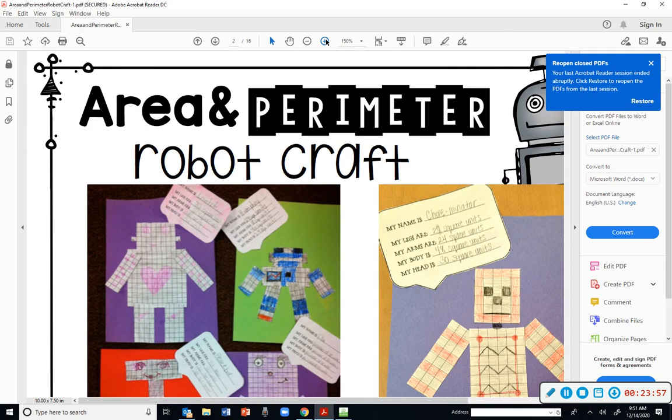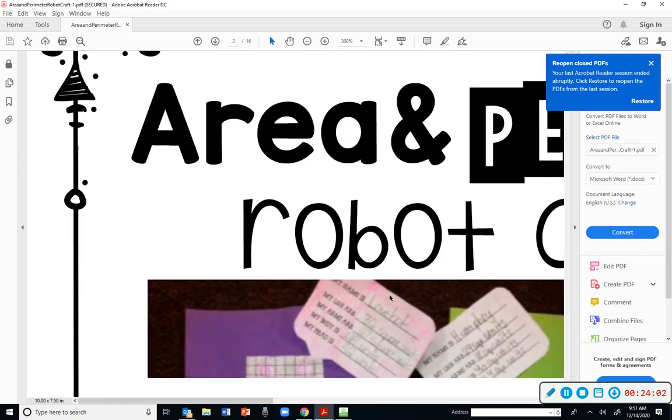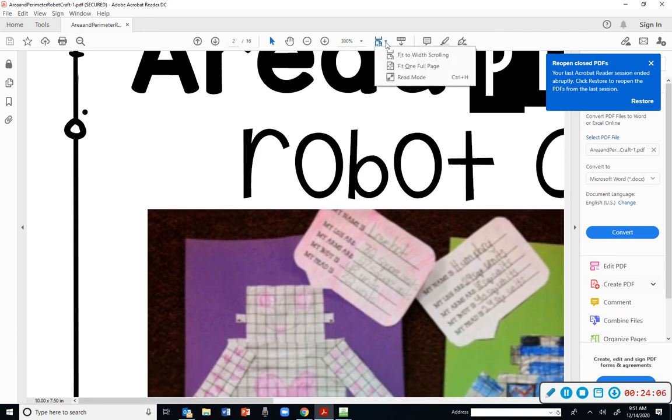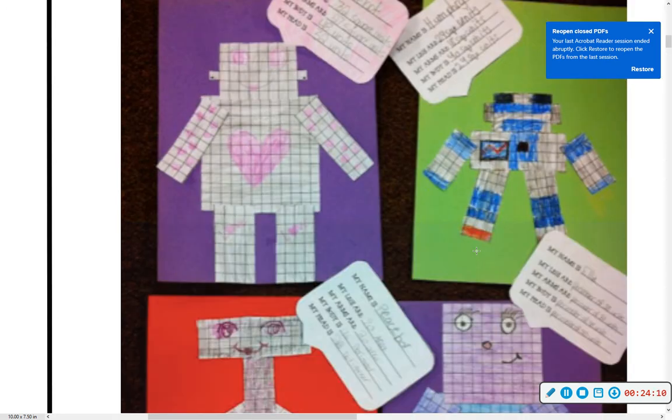Hold on. Why is this going so slow? No, this is just a sample from somebody else. So they've colored, they've drawn a design on their body, they've added mouth and eyes. And so what I'm looking for is if your body parts are actually what they're supposed to be. Okay?